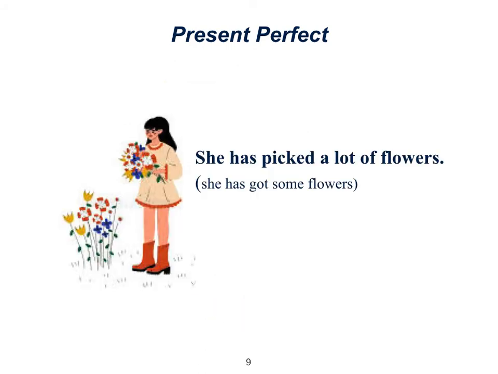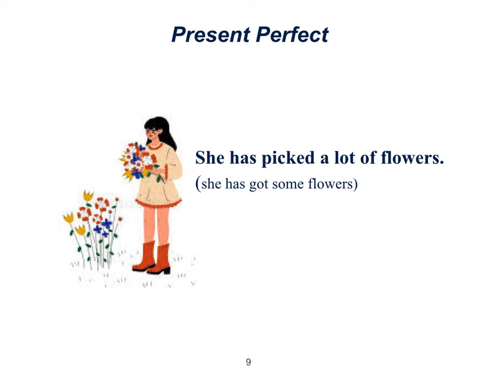And finally, another example for you. A lovely lady with flowers in her hands. So the result of her previous action is actually holding the flowers in her hands. So we can use the present perfect here, and we can say she has picked a lot of flowers. She has got some flowers in her hands. That's the result.